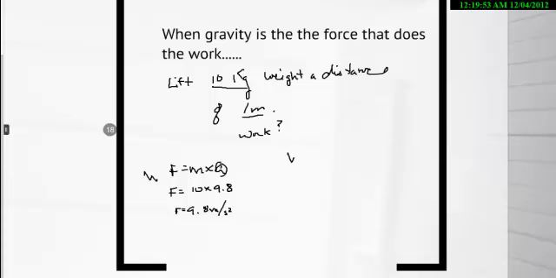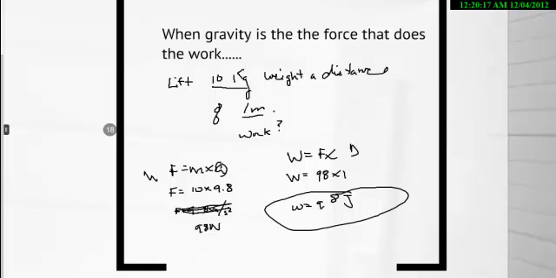And now I can plug that into the work equation. Work equals force times distance. Work equals a force of, oops, I did this wrong back here. 10 times 9.8 is 98 newtons. So work is equal to 98 times a distance of 1. Work would equal 98 joules.